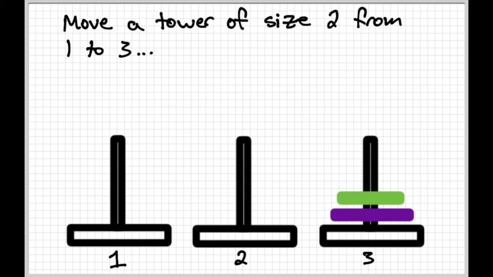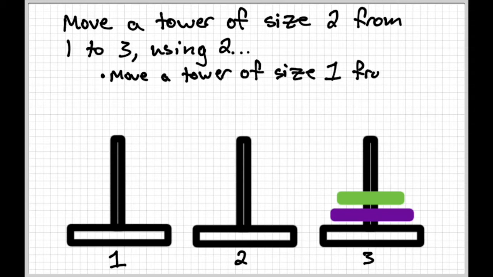Okay, now I'm going to restate what I just did a little bit. I talked about moving discs. I'm going to try to rephrase it in terms of towers. So we're going to move a tower of size 2 from peg 1 to peg 3 using 2, meaning using pillar 2 as an intermediate. So I see 3 steps. First, we move a tower of size 1 from 1 to 2, right? You saw that step. And you notice I'm using the phrase tower of size 1 instead of disc. And we'll see why that's important in a moment.